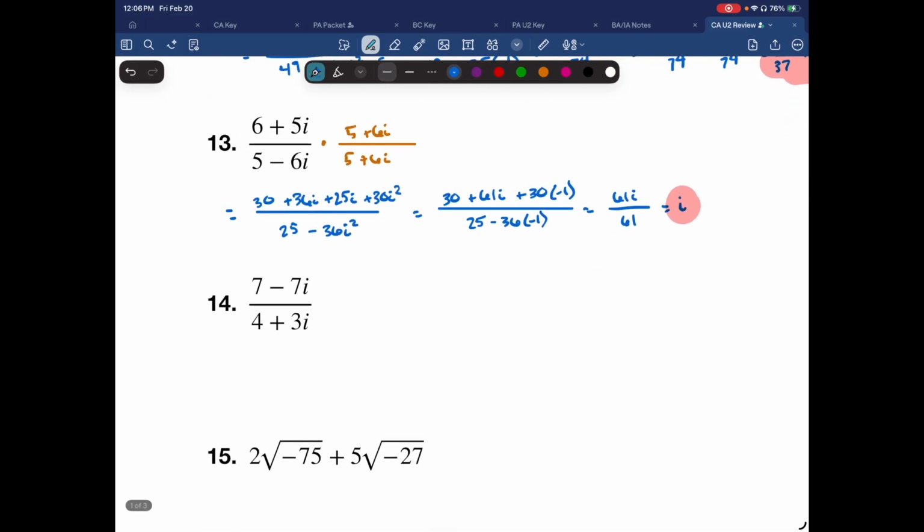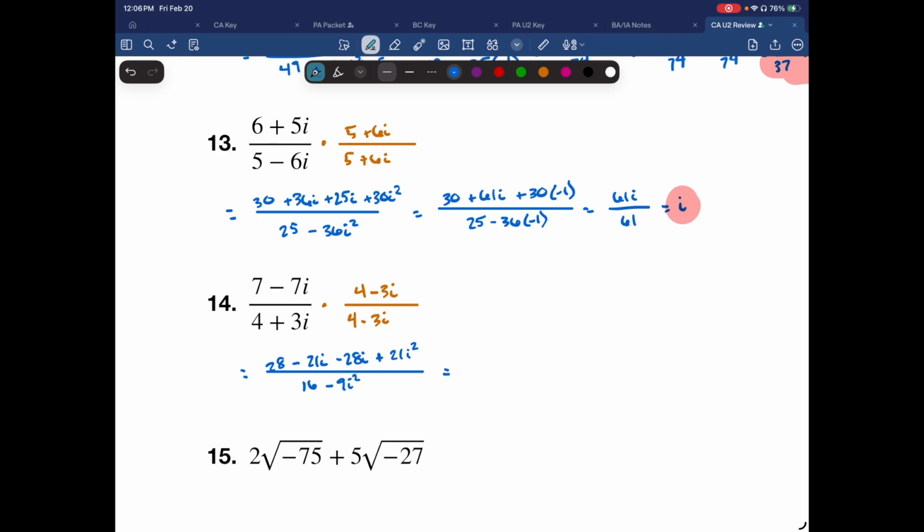Okay, on 14, same thing. Again, just focused on the bottom. So that's going to be 4 minus 3i, 4 minus 3i. Okay, so that's going to give me 7 times 4 is 28. That's going to be minus 21i. That's going to be minus 28i. And then that's going to be 21i squared. On the bottom, that's going to be 16 minus 9i squared.